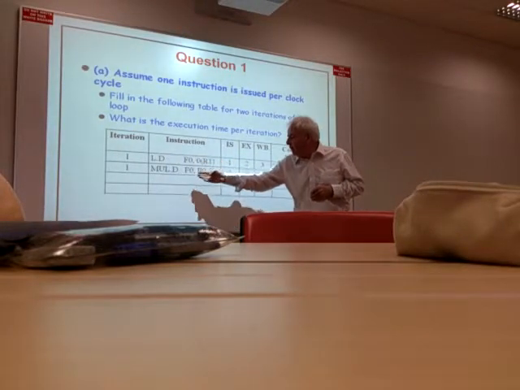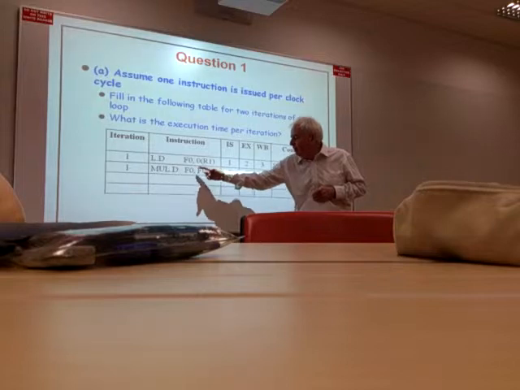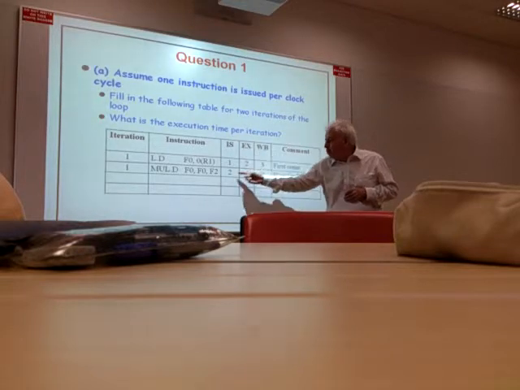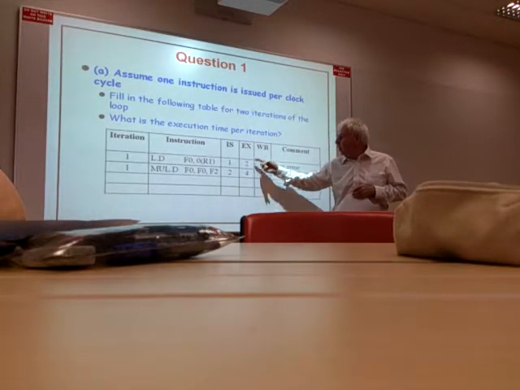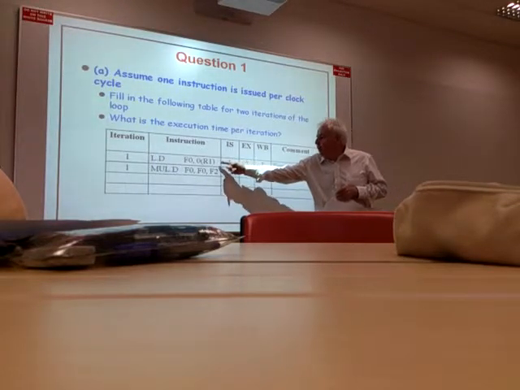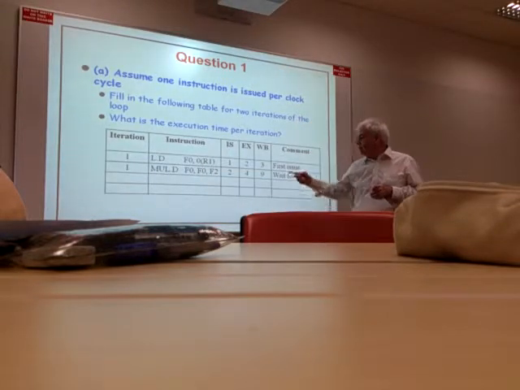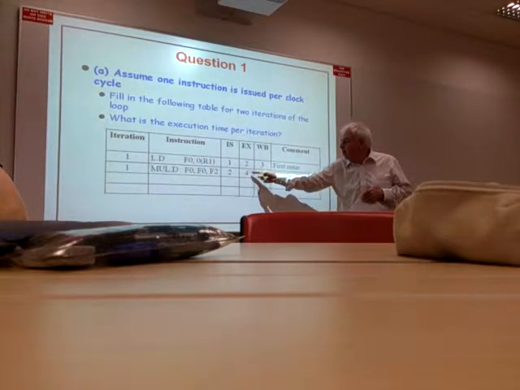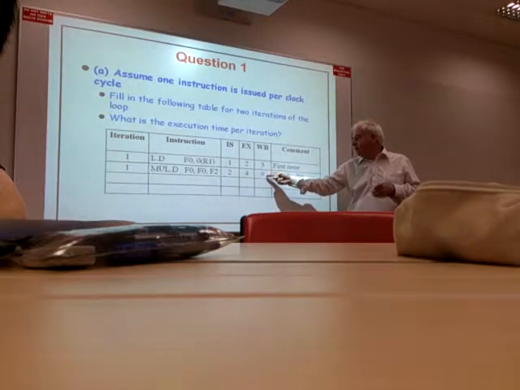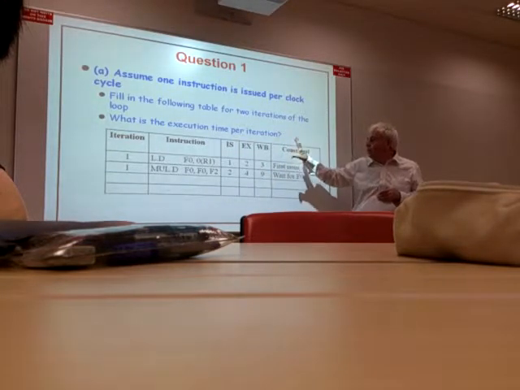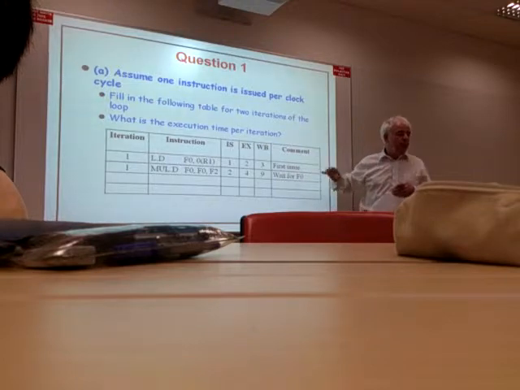After loading the value into F0, we want to multiply the value in F0 by the constant A, which is in F2. That instruction is issued in clock cycle 2. We can't execute it immediately because we have to wait for the value to be loaded into F0, and that value is only written back in clock cycle 3. So we can't start to execute until clock cycle 4. The multiply takes 5 clock cycles, so we can write back in clock cycle 9. Okay, so we're given those. We need to fill in the complete table.